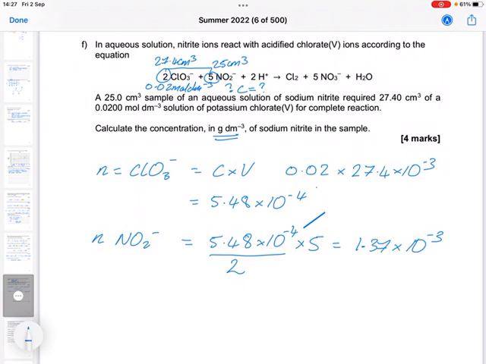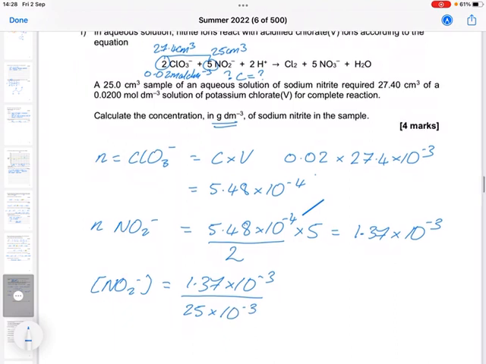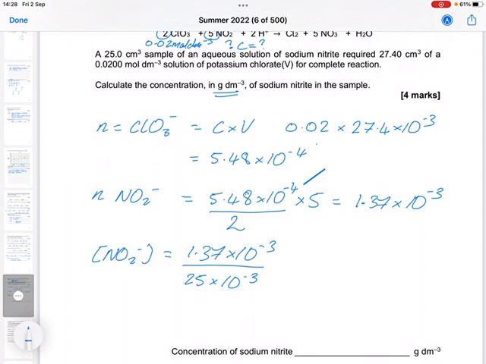Right, okay. So concentration of NO2 minus is number of moles divided by the volume, and the volume in the question is 25 centimetres cubed. Don't forget to do times 10 to the minus 3, so it's in decimetres cubed. That gives me a concentration of 0.0548.